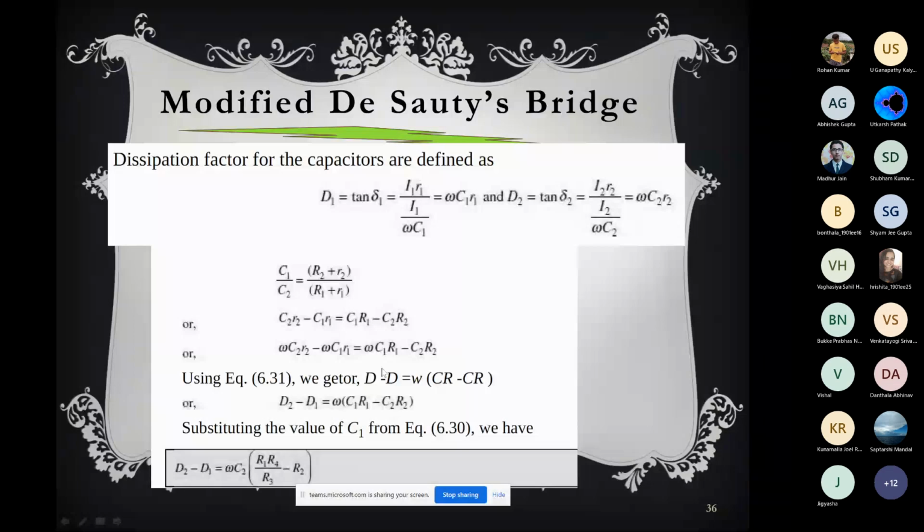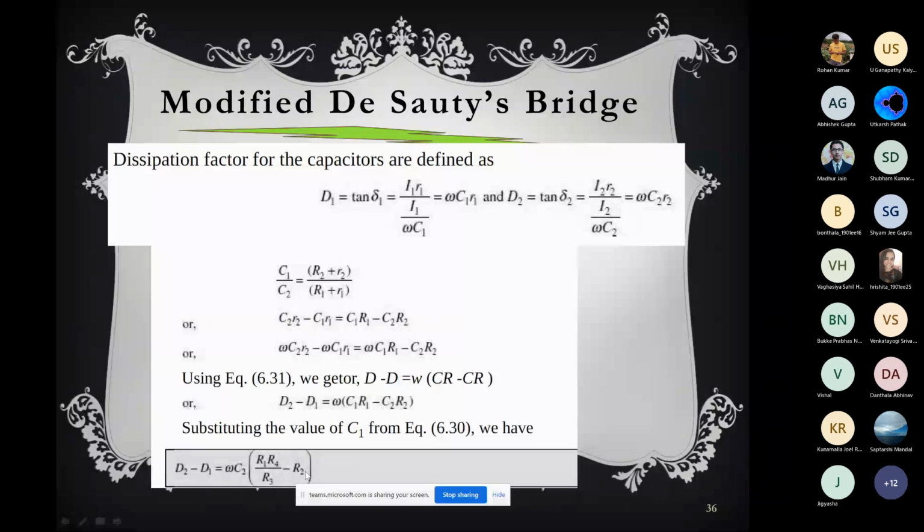Now, if you see what will be the difference between d1 minus d2 or d2 minus d1, that will be omega c1 r1 minus omega c2 r2, which is on the right hand side. So we can write d2 minus d1 will be equal to omega c2 r2 minus omega c1 r1. We can take out omega c2. So it will come that small r2 minus r1, and that can be substituted, and then we will get r1 r4 by r3 minus r2.